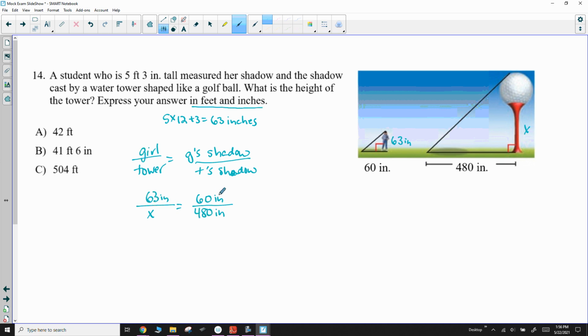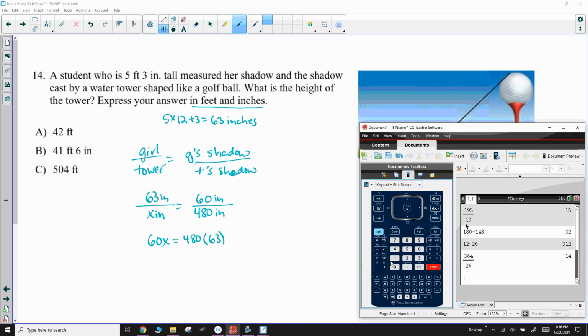Okay, all of these units are in inches, which means that when we find the height of the tower, it will be measured in inches, and then from there we're going to have to convert. So I'm going to do the cross multiplication, left denominator by right numerator. That's going to give me 60x. Right denominator times left numerator, so 480 over 63.